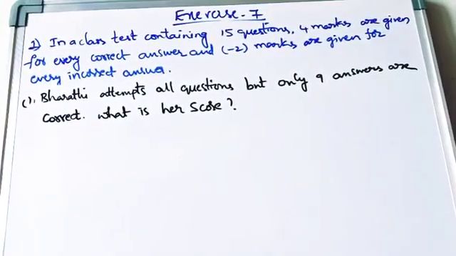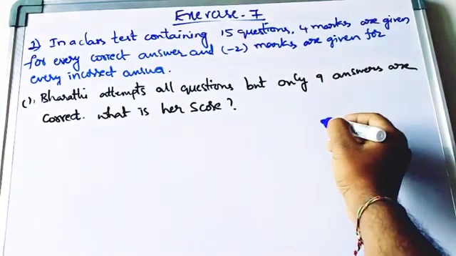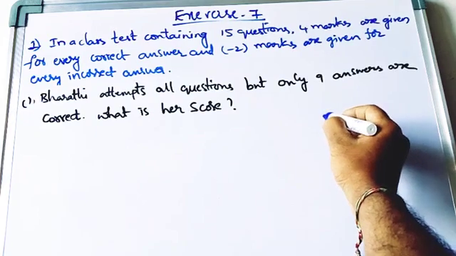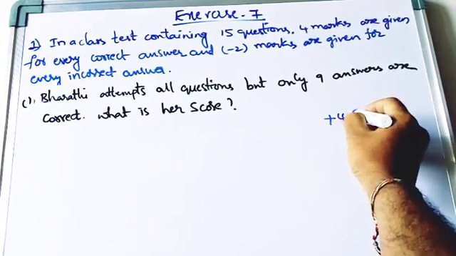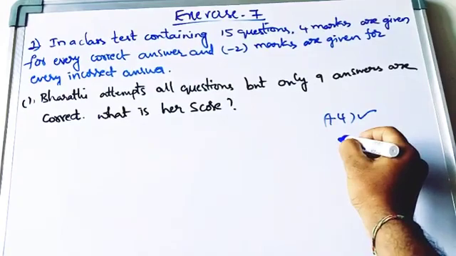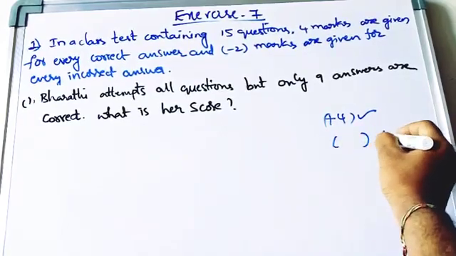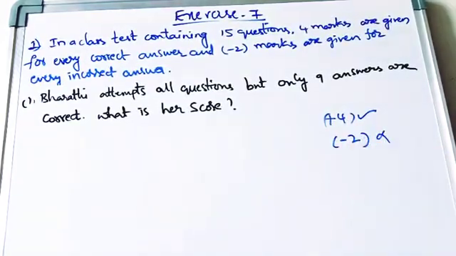Next we will go with the problems in exercise 7. In a class test containing 15 questions, 4 marks are given for every correct answer and 2 marks are deducted for every incorrect answer. So if we give the correct answer, they will give the positive 4 for the correct. If we attempt a wrong answer, they will deduct the 2 marks from our score. So the first question, Bharati attempts all questions but only 9 answers are correct. So what is her score?